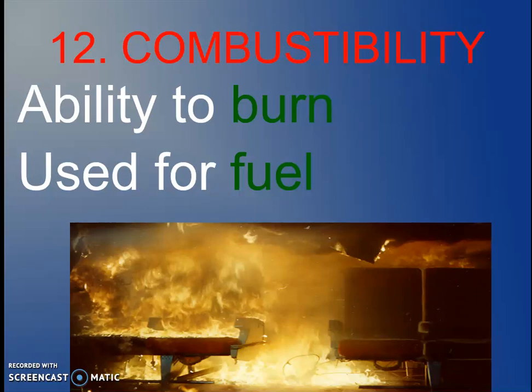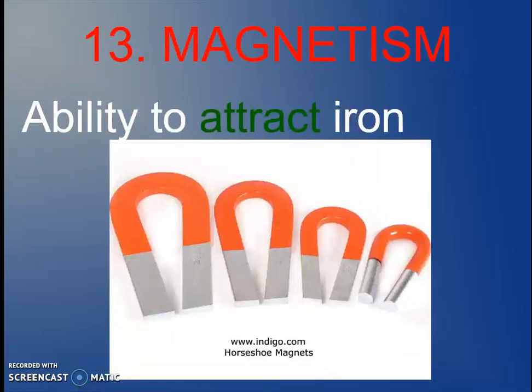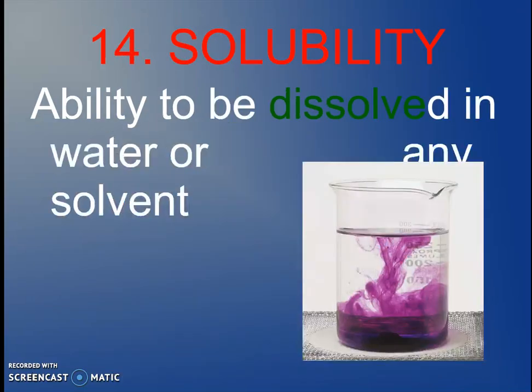Combustibility is the ability to burn, used for fuel, like wood and gasoline. Magnetism is the ability to attract iron. Solubility is the ability to be dissolved in water or any solvent. Anything which gets dissolved is called a solute.